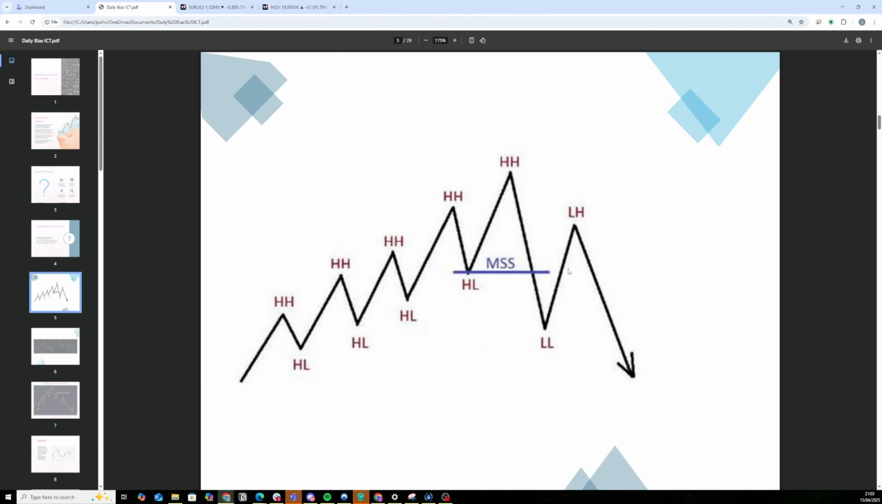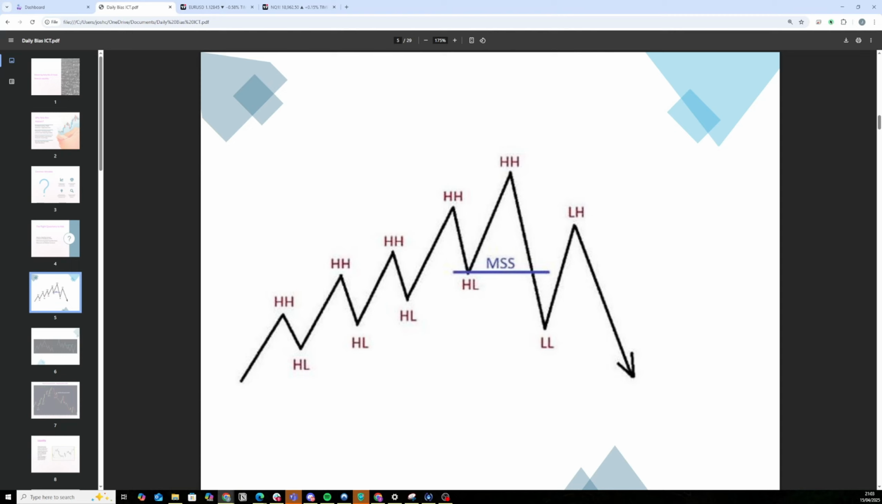Now, I'm sure we're all familiar with this basic sort of market structure: higher highs, higher lows, higher highs, higher lows. Is everyone familiar with this? Has everyone seen this before and is aware of basic market structure? If not, I can do a little dive into it quickly. Yes, all good. Okay. All right, amazing.